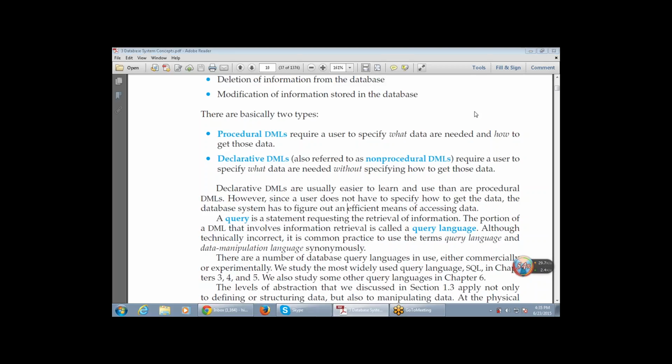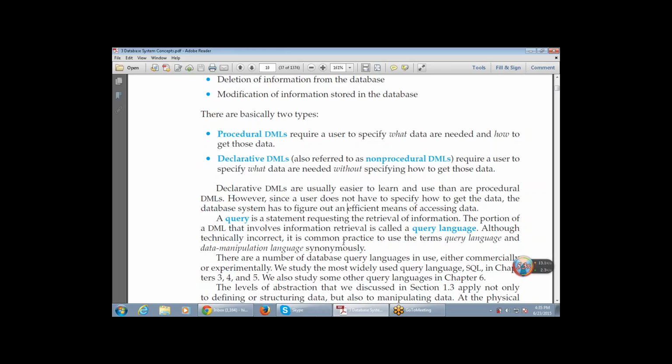The declarative DML, also known as a non-procedural DML, is usually easier to learn and use than the procedural DML. It simply requires the user to specify what data are needed without specifying how to get the data. That simply shows the output, what type of data are needed. So it is easier to learn as compared to the procedural DMLs.